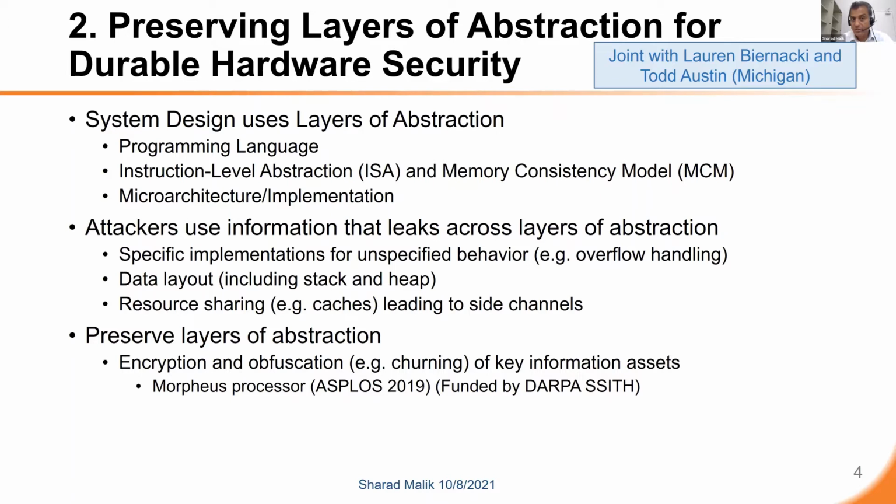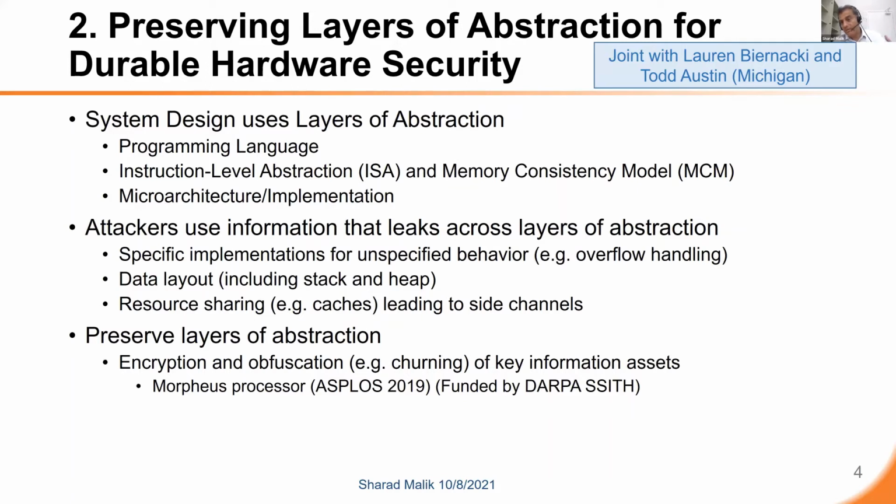So the attackers may use the fact that they know how certain unspecified behavior is implemented, such as overflow handling. They have information about data layout, which a layer of abstraction, if it was hard, should not be leaking. How data is laid out should not be available at the programming language level. And given that this information is available, the attackers then use it in a variety of attacks, control flow attacks that, for example, come out of buffer overflow vulnerabilities. And then finally, again, information that should not be visible across layers of abstraction, such as resource sharing in caches, things that led to Spectre and Meltdown, where you can get information leakage through side channels, is again something that attackers use.